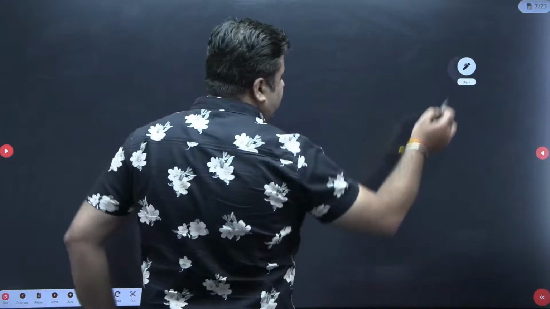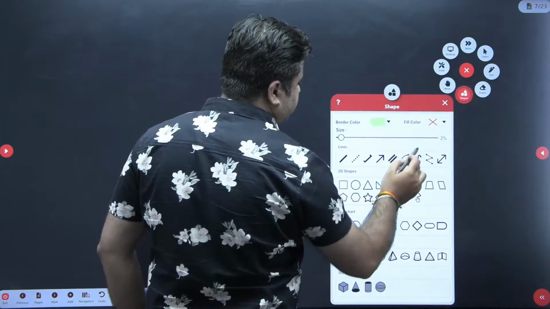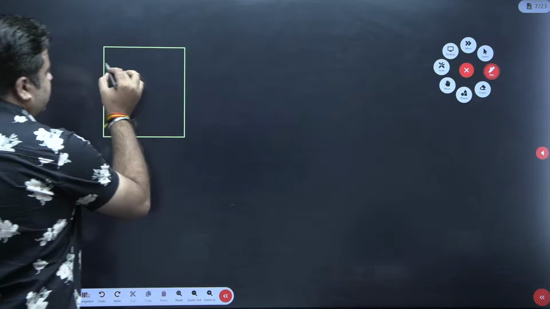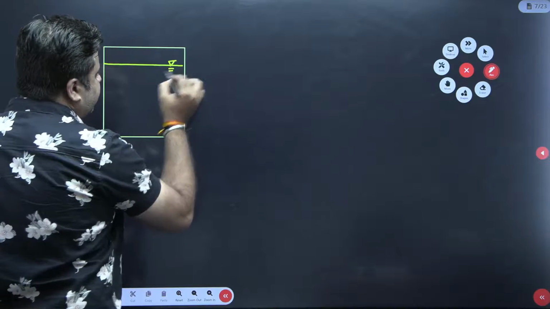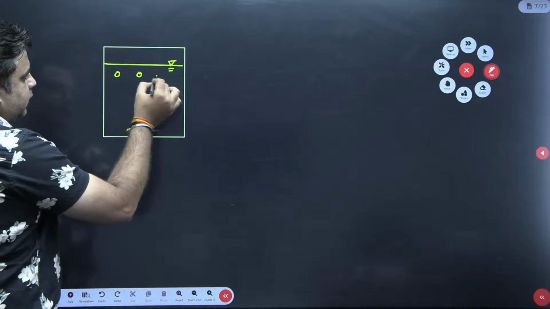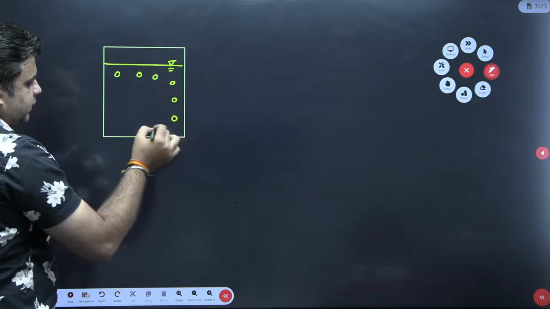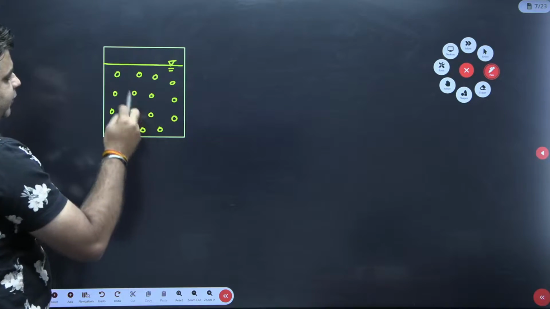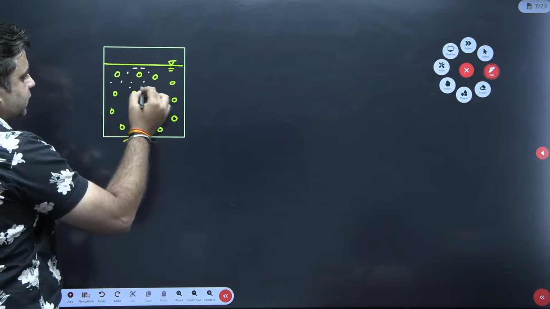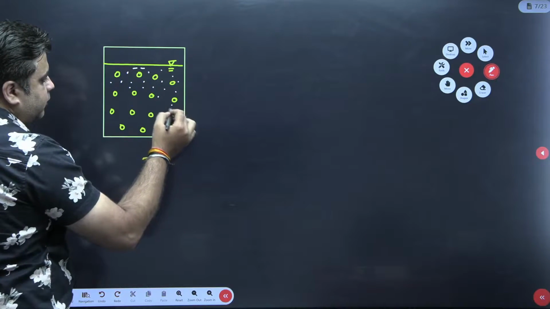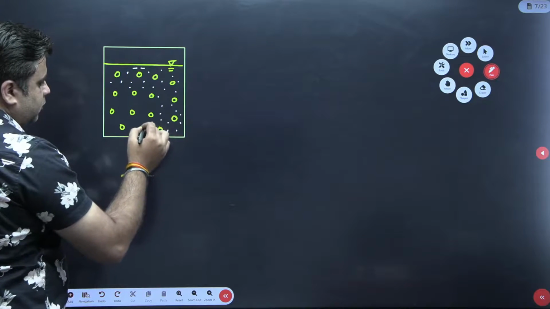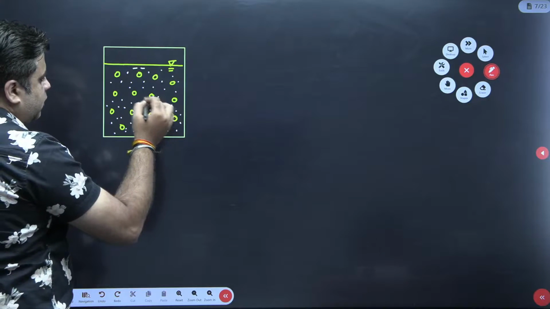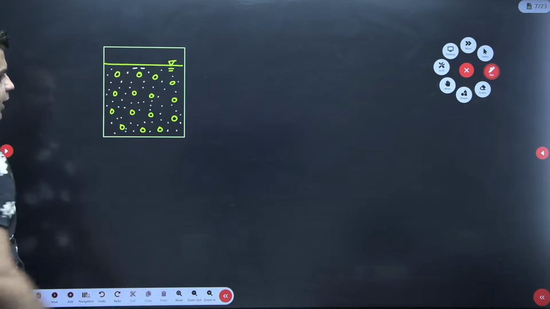Whenever you collect the raw water sample, say this is my raw water sample. In this raw water sample, there will be 2 solids present. These are my suspended solids. And then we have the dissolved solids like this.